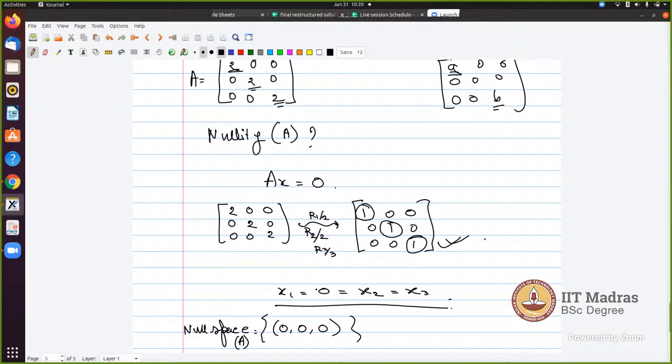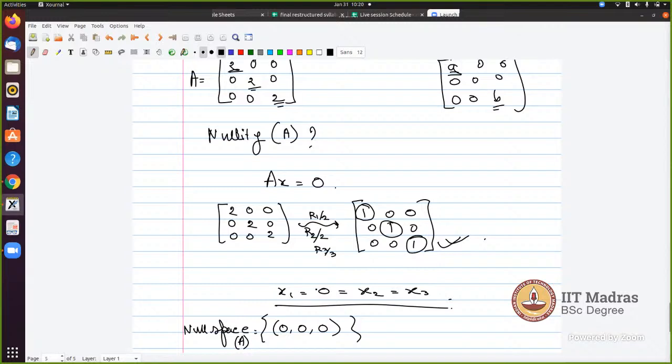Yes, sir. So what is the dimension of this matrix? There is nothing called dimension of a matrix. When you are talking about a matrix, you can talk about the rank of a matrix or the nullity of a matrix. Dimension you can talk about when we are talking about some vector space.